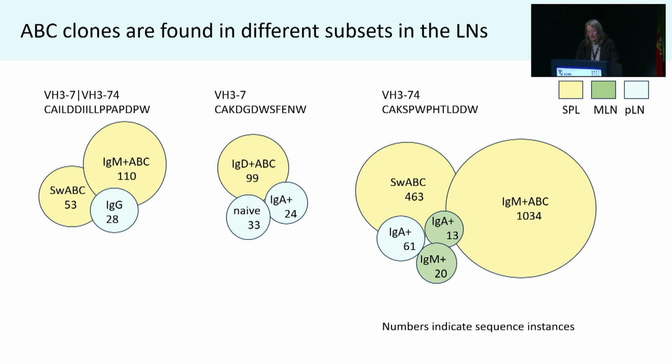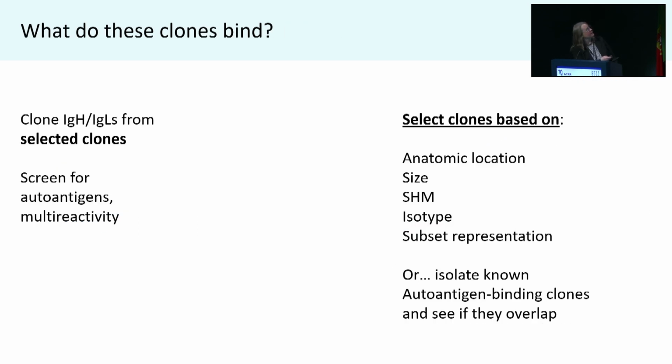All right, so our next question is really, what do these cells bind? Are they actually autoreactive or not? That is a hard question, as you can imagine. You could approach this in an agnostic way and try to clone the receptors and then screen them in some heroic way, and then select clones. The alternative is to select them based on their size, their somatic hypermutation, their isotype, their subset representation, or, since that's very hard to do, isolate known autoantigen-binding clones and see if they overlap with some of these ABCs. So we're trying to get the top-down and bottom-up approaches to link somehow.